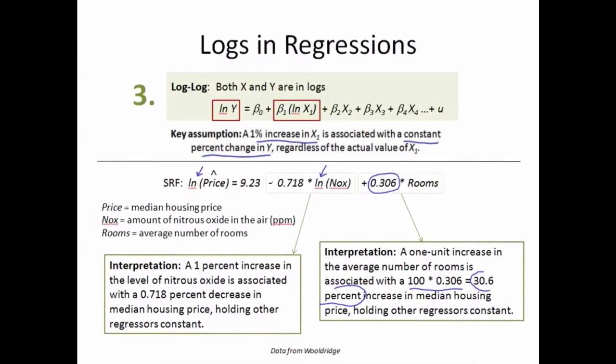To interpret the coefficient of negative 0.718 on nitrous oxide, since both the dependent and independent variables in this case are in logs, we'd say that a 1% increase in the level of nitrous oxide is associated with a 0.718% decrease, because we have a negative coefficient, in median housing price holding other regressors constant.